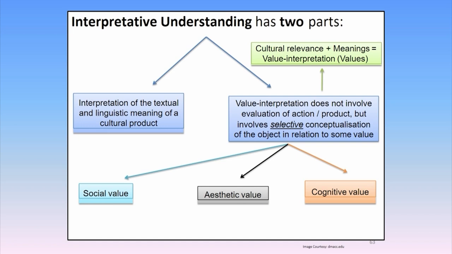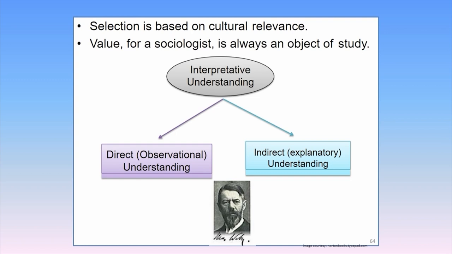What do we mean by such value? It may be social value or aesthetic value or cognitive value. Okay? When I say value interpretation or values, it is a combination of cultural relevance and the meanings that they generate, as well as those which are attached to it. When I say selective conceptualization of the object, what is the basis of selection? Why? How do we select? Selection is based on cultural relevance. And values in the modernist construal, for a social scientist, for a sociologist, is always an object of study.